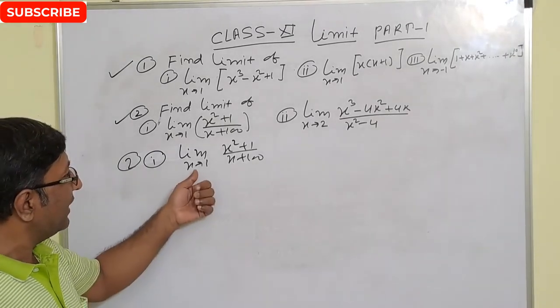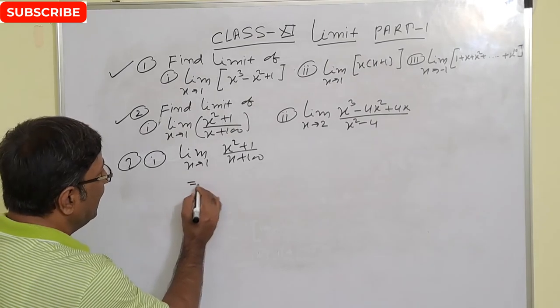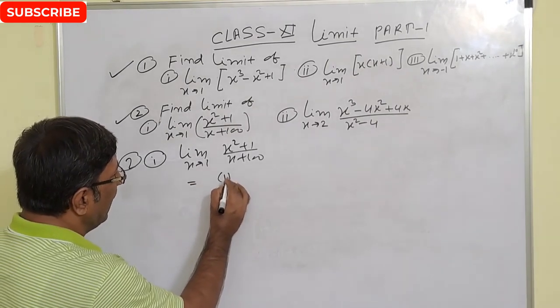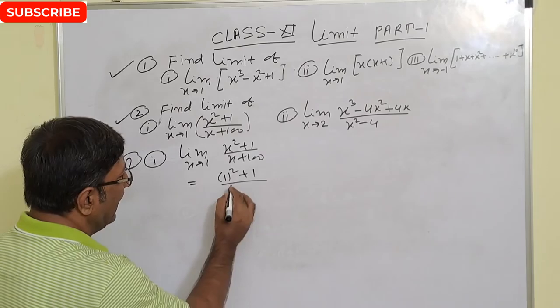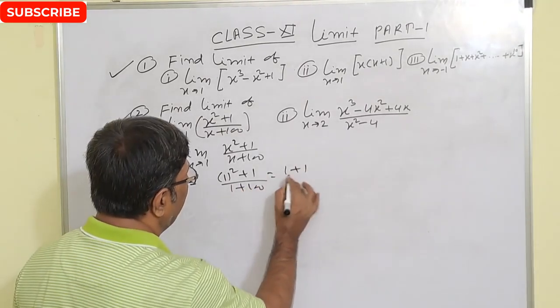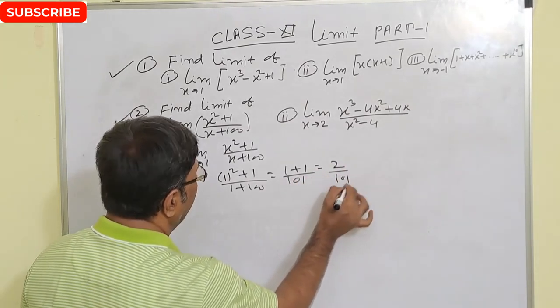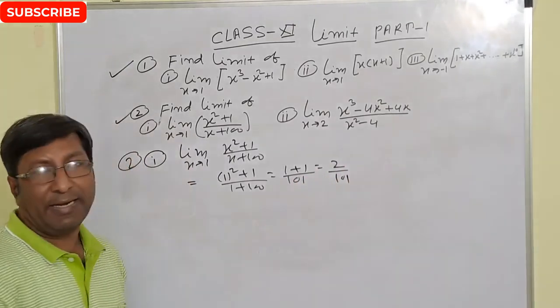So just to check here, if we put x equal to 1, then we get 1 square plus 1, and here 1 plus 100. So my answer is 1 plus 1 divided by 101. So 2 upon 101 is the correct answer.